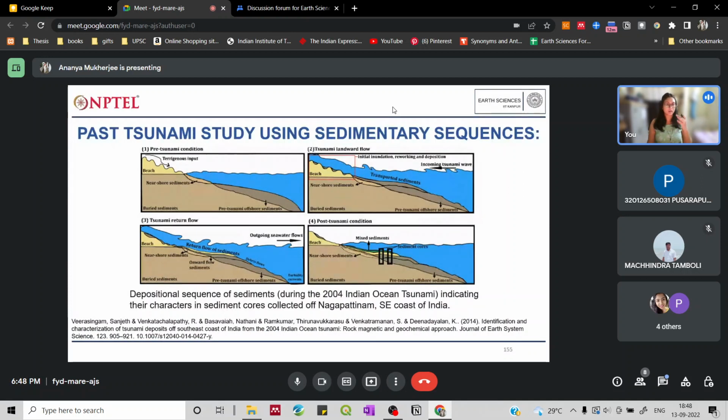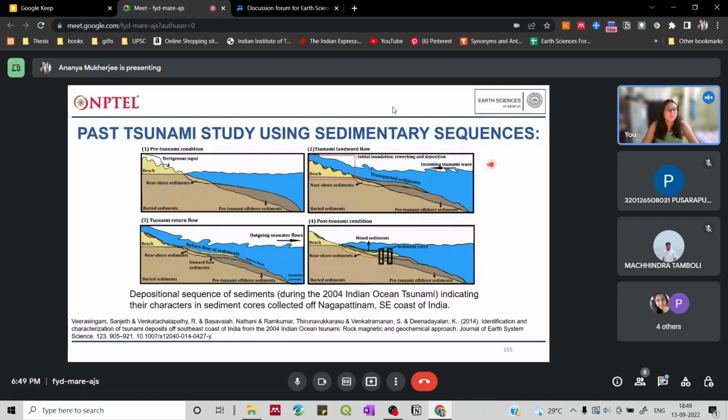And by understanding the thickness of the sequences that we are seeing, we can try to understand how destructive it was, what the impact of it was. To understand that, over here we can see a pre-tsunami condition where everything is stable. This is the initial state. You have offshore sediments here, this is near shore, and this is the beach. And these are the buried sediments, the past sediments of the past rock structure that is there.